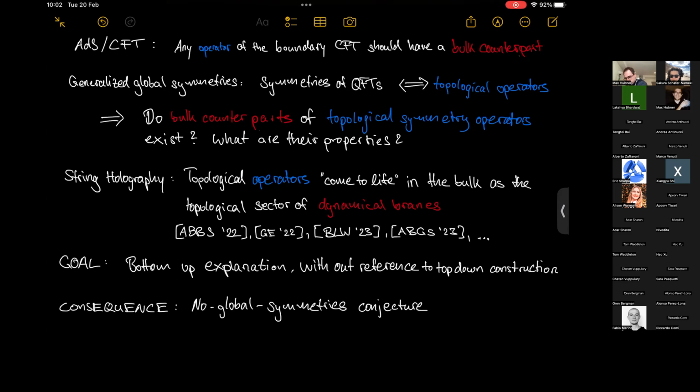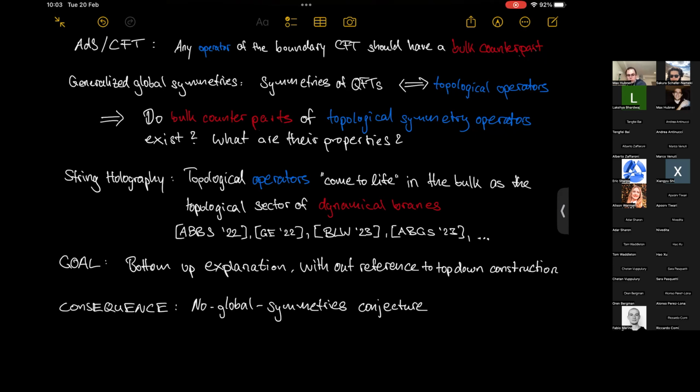So if we're given a CFT which participates in holography, and we're given one of its topological symmetry operators, what does this operator pull off into the bulk? Is there such an object, and what are its properties?